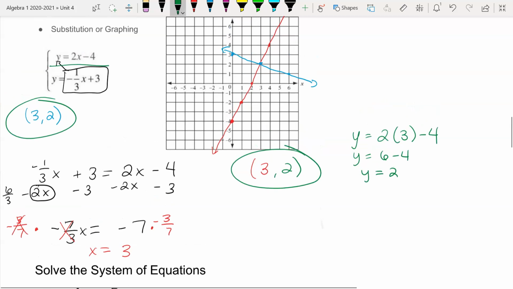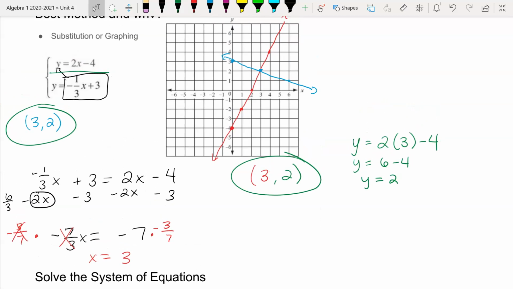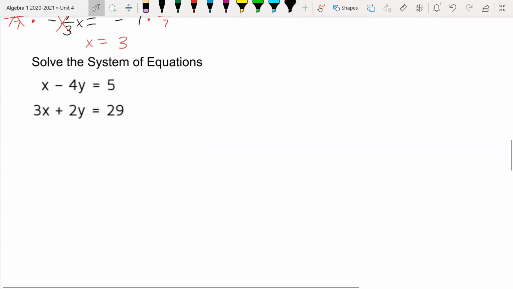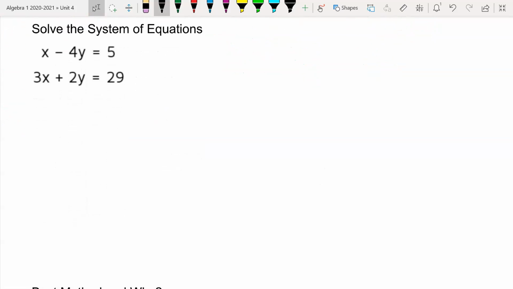So for that problem, because they're both in y equals mx plus b form, I would either use substitution or graphing. All right, next one. Solve the system of equations. Here's a new one. x minus 4y equals 5, 3x plus 2y equals 29. So go ahead and pause the video. You decide what you think is the best method.